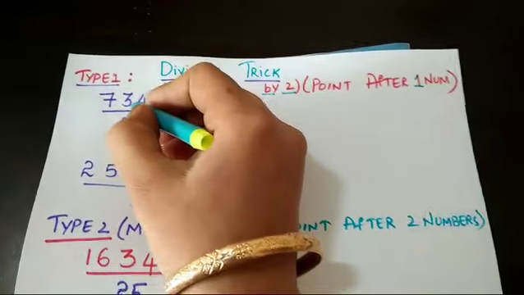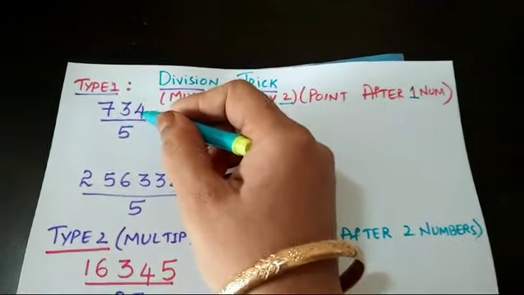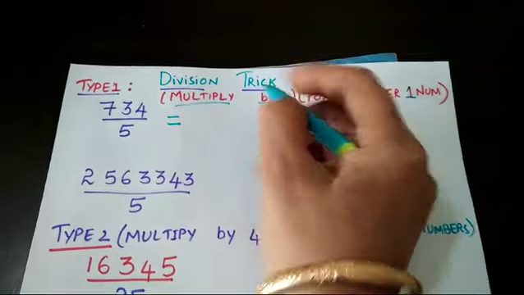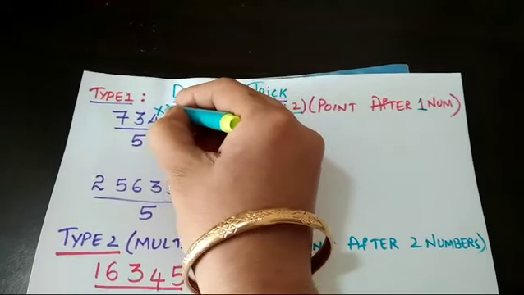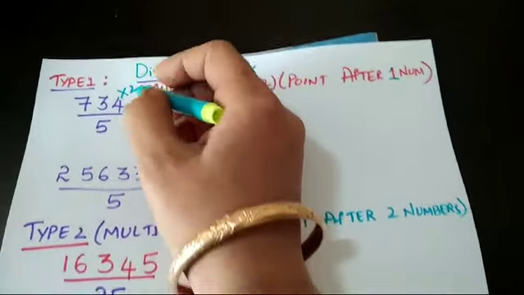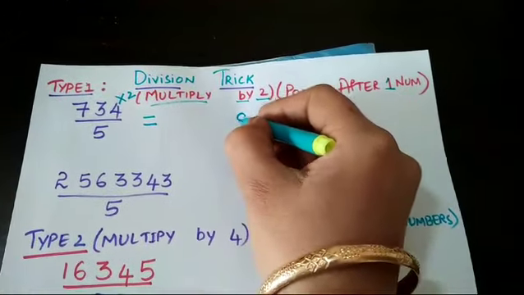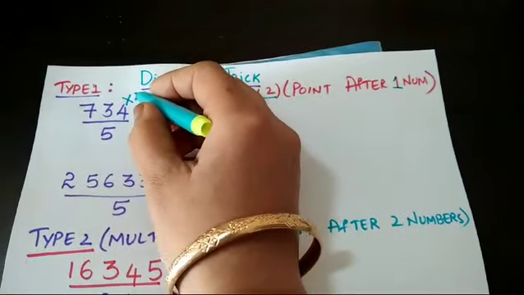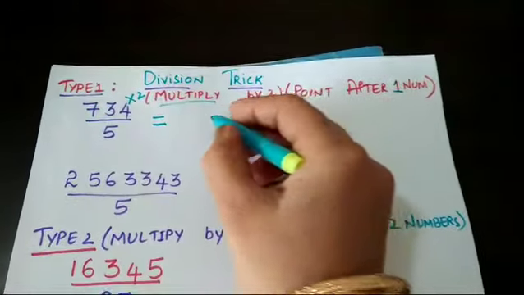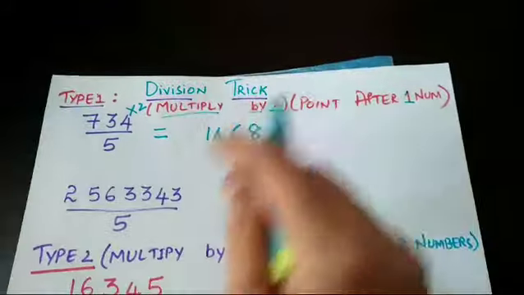First step is whenever they give a number to divide by 5, what you have to do, friends? You have to multiply by 2. Don't divide, multiply. 2 4s are 8, I'll write that. Then 2 3s are 6, 2 7s are 14. Isn't it easy, friends?